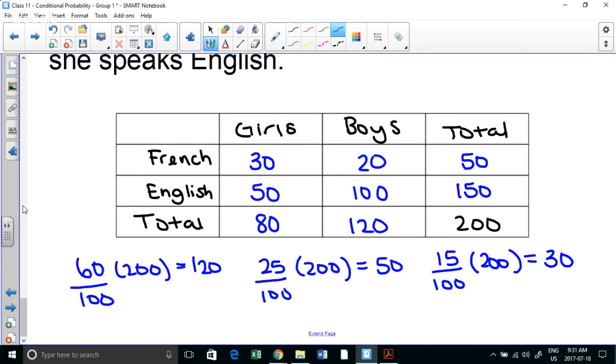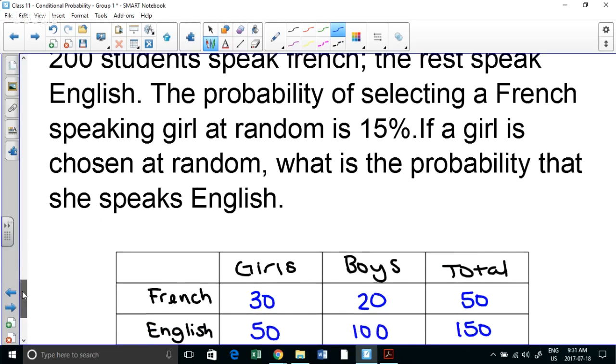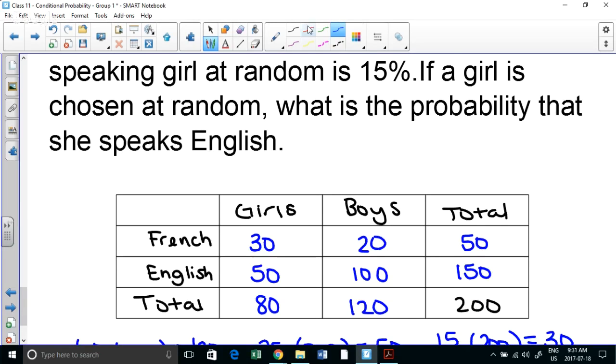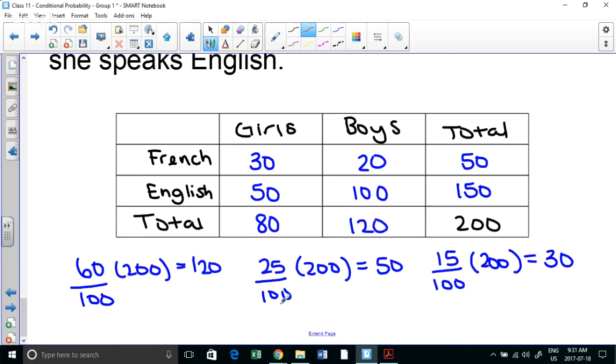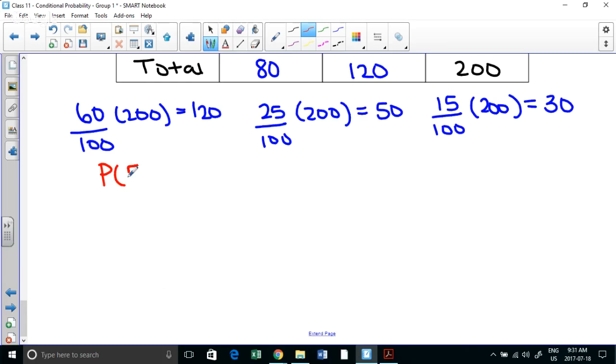we can look at the question. If a girl is chosen at random, so we know that it's a girl, what is the probability that she speaks English? So we want the probability of English given that we know it's a girl.